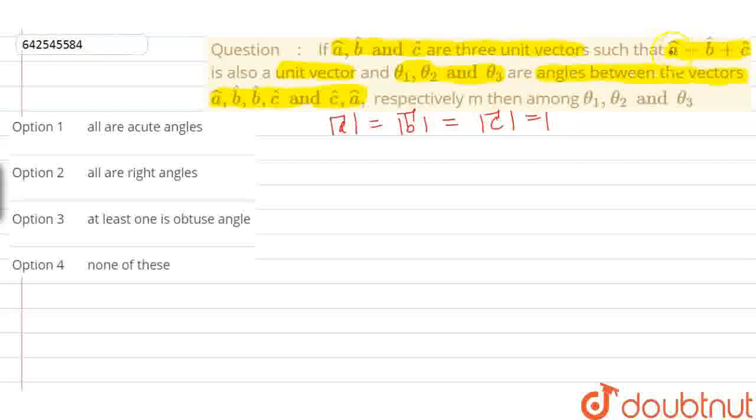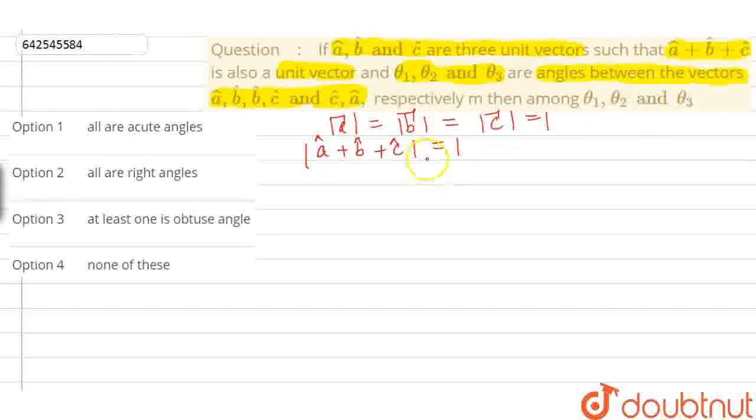Now, the second statement is A vector plus B vector plus C vector is also a unit vector, so we can say that the magnitude of A vector plus B vector plus C vector is also equal to 1, right? Then we have been given the angles between vector A and vector B, vector B and vector C, and vector C and vector A as theta 1, theta 2 and theta 3 respectively. Then we have to comment on the nature of theta 1, theta 2 and theta 3.